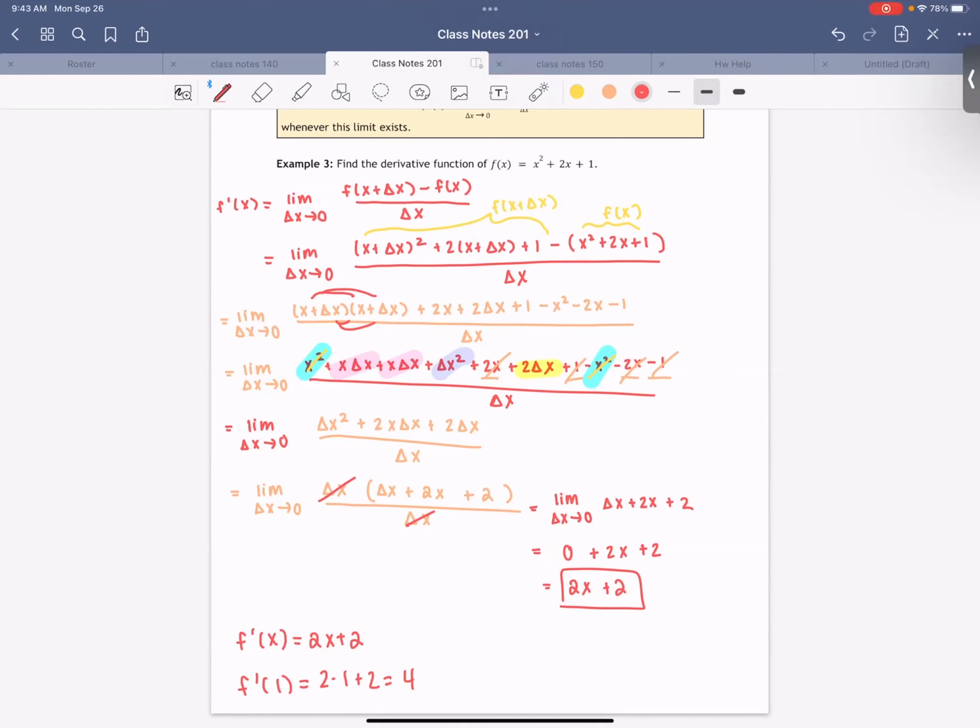Plus 1 or any constant doesn't matter. The y-intercept doesn't. Yeah, the plus any constant doesn't matter with derivatives, right? And we'll talk about why that's true next class.